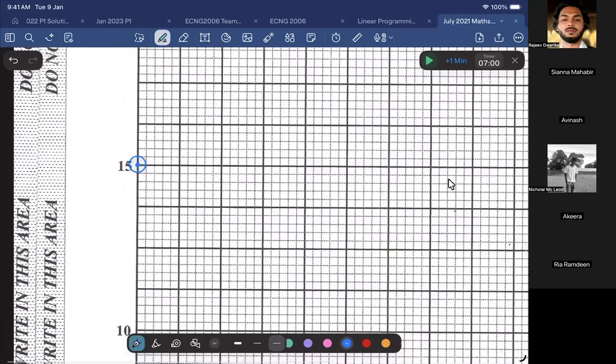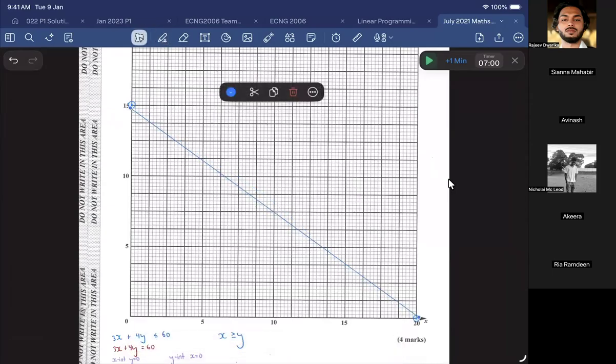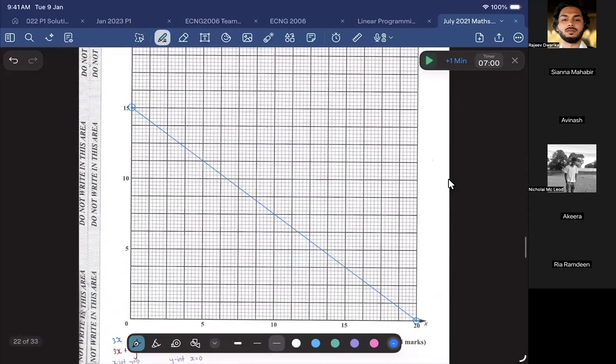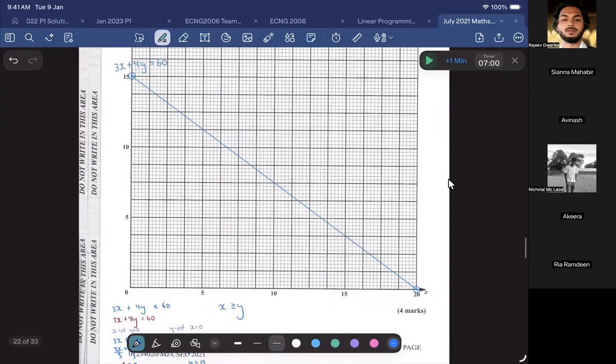So now I have 2 points. What am I going to do next? Put your line. Yes, I just have to connect these 2 points. Nice. I'm not finished yet. Why did I just draw the line? Is the line an inequality or an equation? Remind me, guys. It's an equation. What's the equation for that line I just drew? 3x plus 4y is equal to 60. Great.